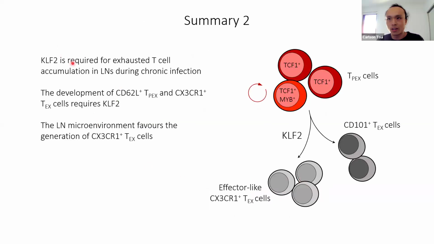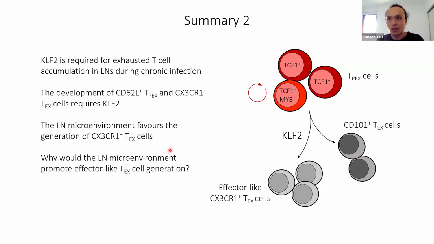As another recap, we show that KLF2 is required for exhausted T cell accumulation in lymph nodes during chronic infection. We show that the development of CD62-positive TPEX cells and CX3CR1-positive TEX cells is completely dependent on KLF2. And we also show that in a KLF2-sufficient setting, the lymph node microenvironment favors the generation of CX3CR1 TEX cells.